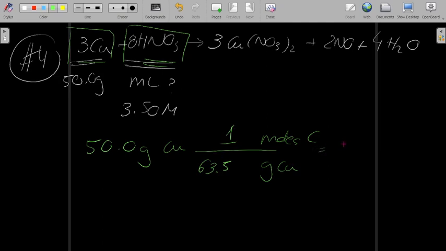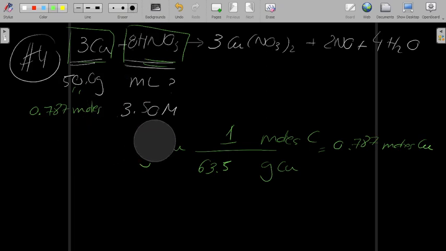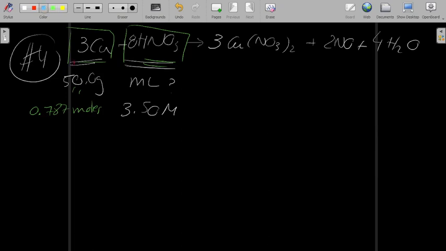grams of copper. So I had 50 to start with, and when I do the math, I know now that I have 0.787 moles of copper coming in. Great. Now that I have moles, I can do stoichiometry. Stoichiometry between whom? The copper and that acid here. So let's do that. Start with the moles. You always start with whatever they give you. This you found out, but it was given to you at the start in grams. You translate it to moles, and now you can do stoichiometry.